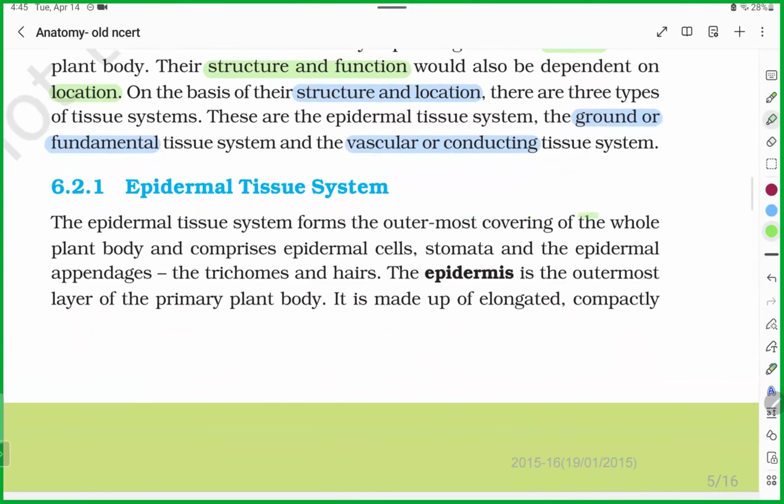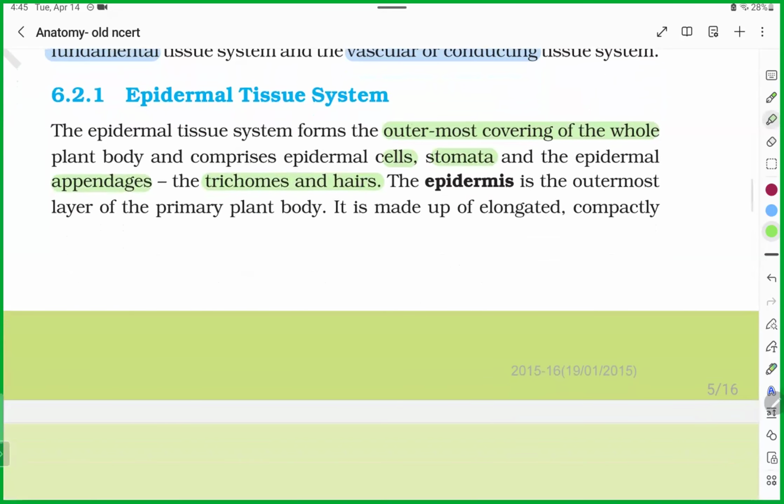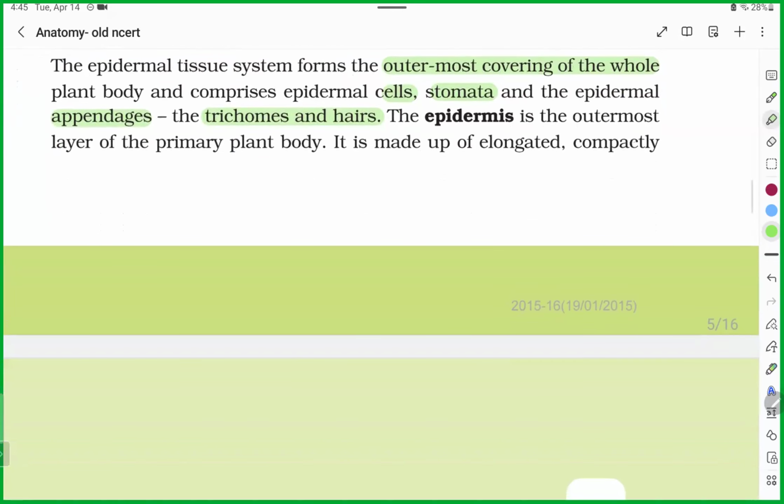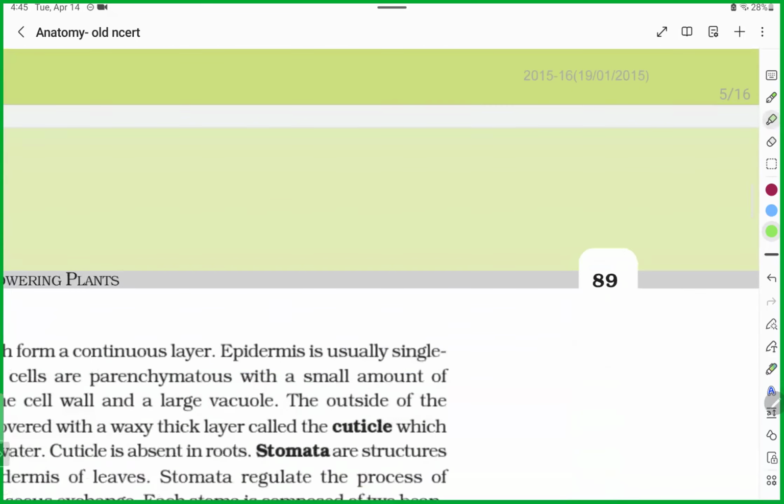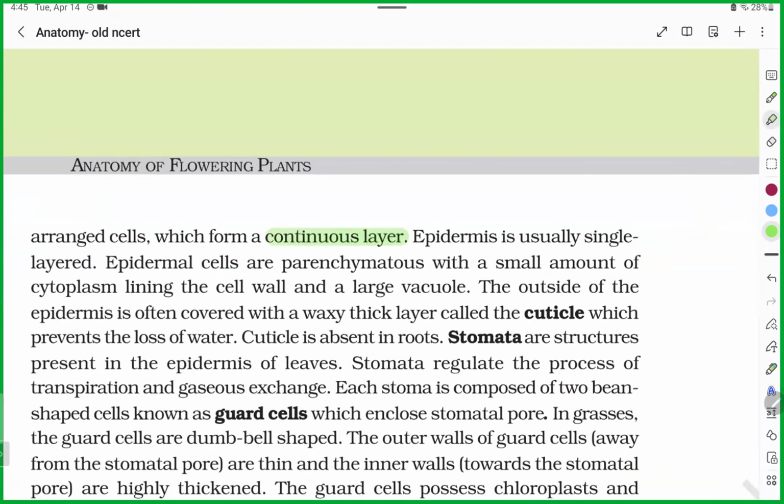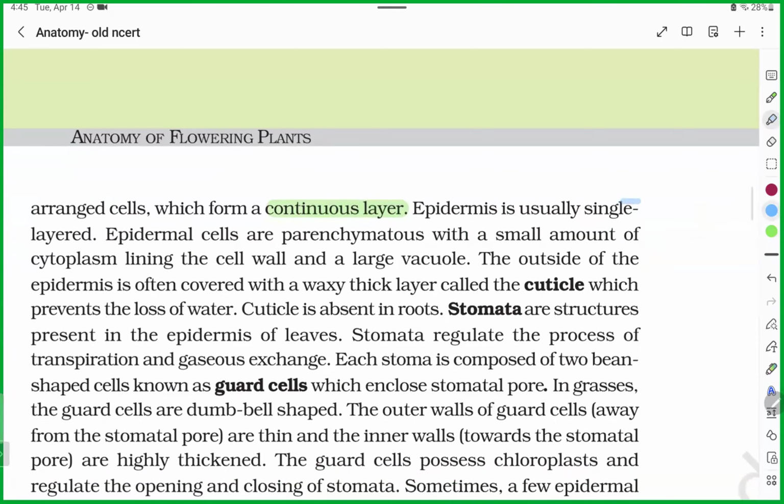Epidermal tissue forms the outermost covering of the whole plant. It contains epidermal cells, stomata, and appendages like trichomes and hairs. Outermost is the epidermis. This epidermis is made of long, compactly arranged cells, and they form a continuous layer. It is made up of a single layer, only one layer. These epidermal cells are again made up of parenchyma, but the amount of cytoplasm is very small.